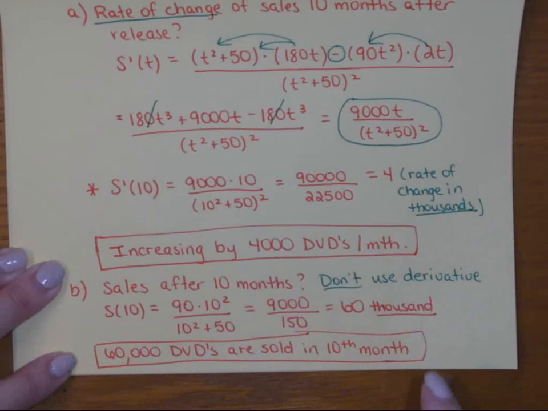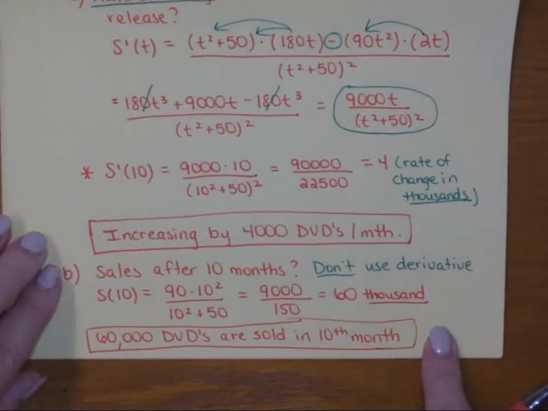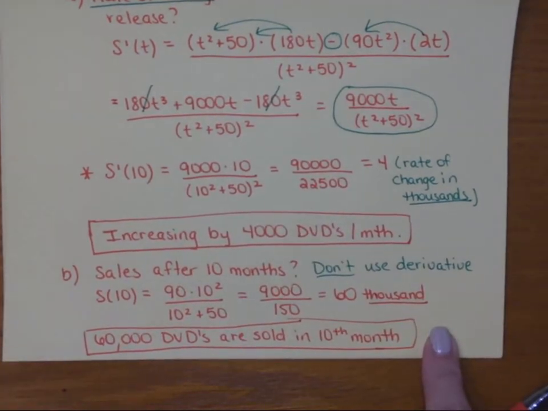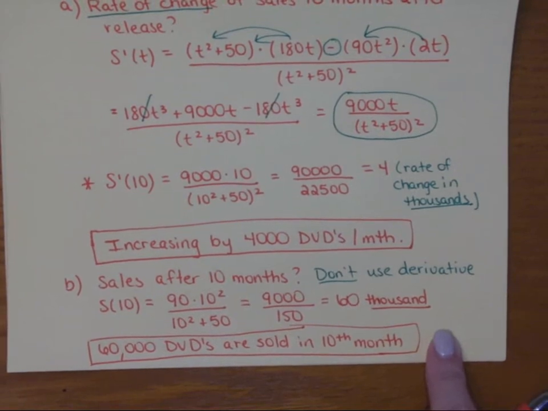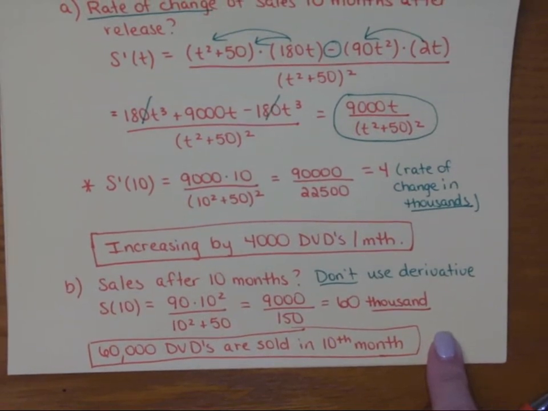So since the rate of change at this stage is 4,000, we would expect the next month to be about 64,000 DVDs since we would increase by 4,000. So make sure as you're reading through these problems that you pay attention to whether it's asking you for derivative. To be honest, most of the time it is, but we don't want to make that assumption. Okay, sometimes it's not asking us for derivative at all.